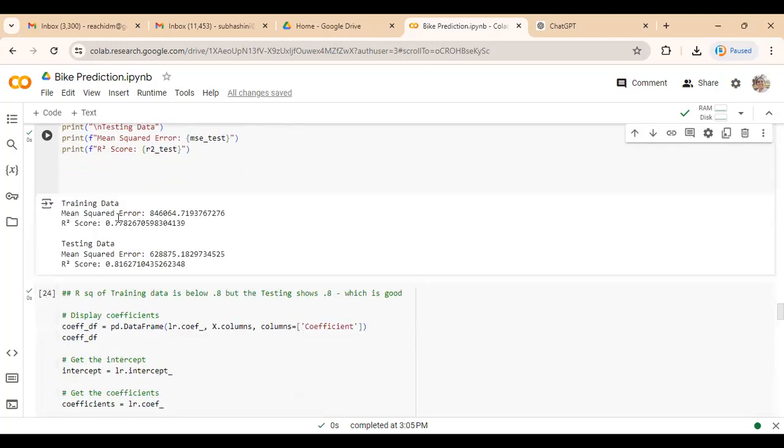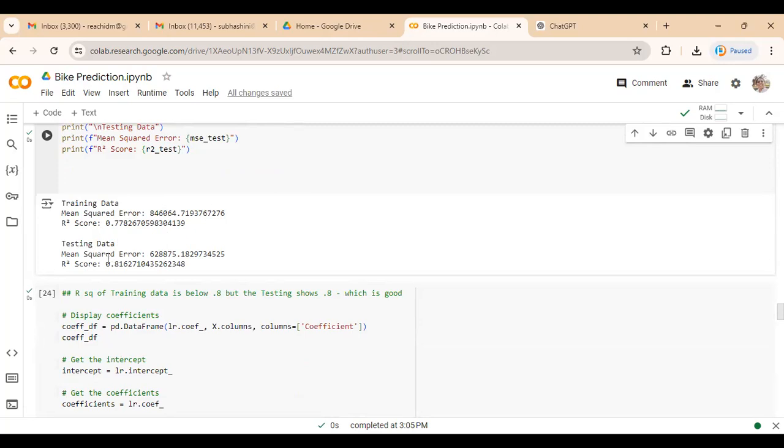So let's look at the outcomes which have come. The mean square error is showing some 8 million type of figure. The R square is showing 0.77. That is, 77% of the time the system will correctly identify a value.